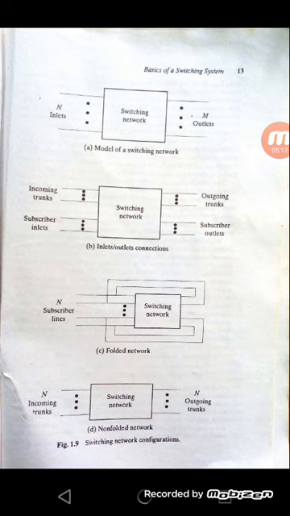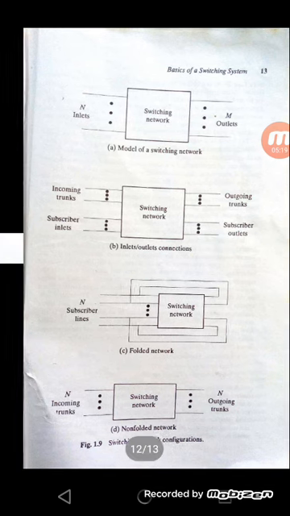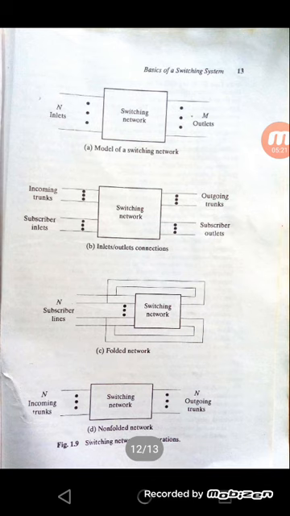And the fourth one is the non-folded network. Non-folded network means the circuit connection is in a simple form. Here also we are using n incoming trunks and n outgoing trunks. Trunks means a number of circuit links that share the information from sender to receiver.